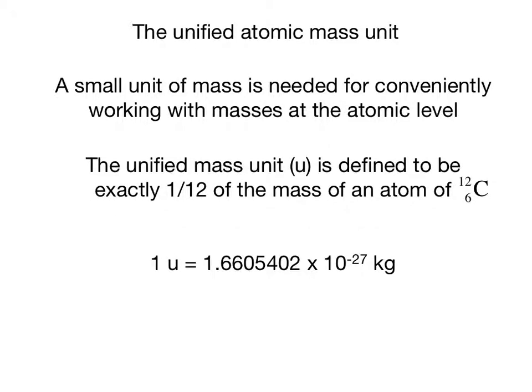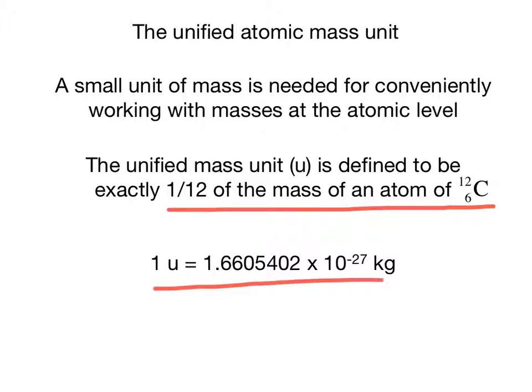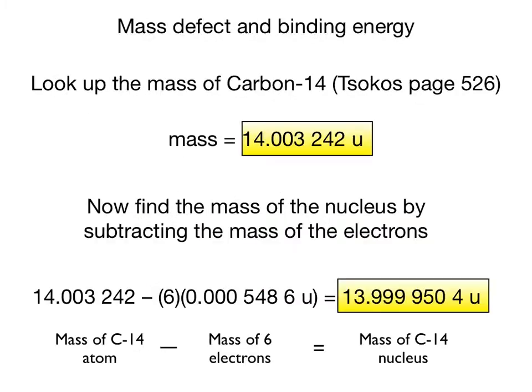Atoms are small. Protons, neutrons, and electrons are even smaller. We need a tiny unit of mass. Meet the Unified Atomic Mass Unit, the symbol μ. The Unified Mass Unit is defined to be exactly 1/12 of the mass of an atom of carbon-12. One Unified Mass Unit is equal to 1.66054002 times 10 to the negative 27th kilograms.